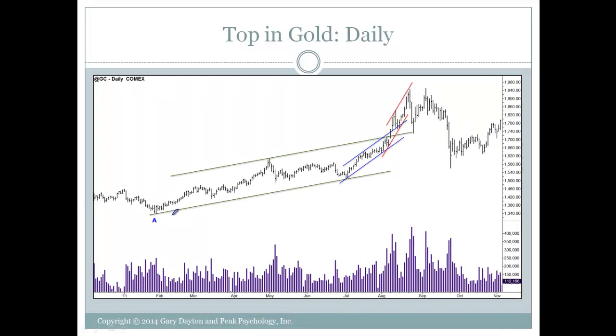We're going to look at gold in some detail as we go through here. But you can see that here's A, that same point on the weekly chart. We're in that nice solid uptrend. Then it starts to accelerate and accelerate. Okay.